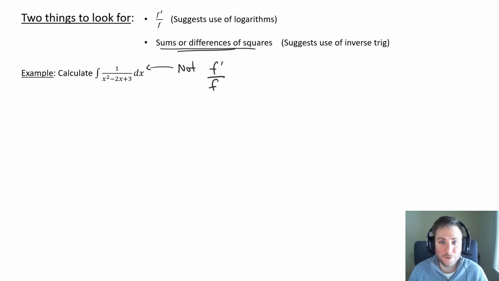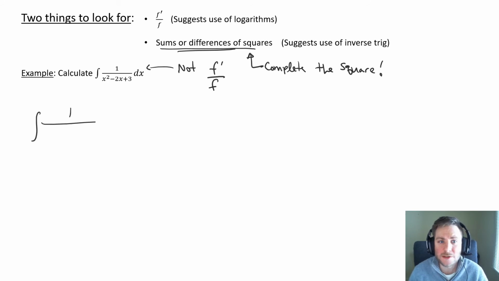When the f prime over f approach fails, we can always look for sums and differences of squares instead. There doesn't appear to be one in the question given to us, but remember that any quadratic expression can be viewed as a sum or difference of squares in disguise. We just need to complete the square to get what we want here.